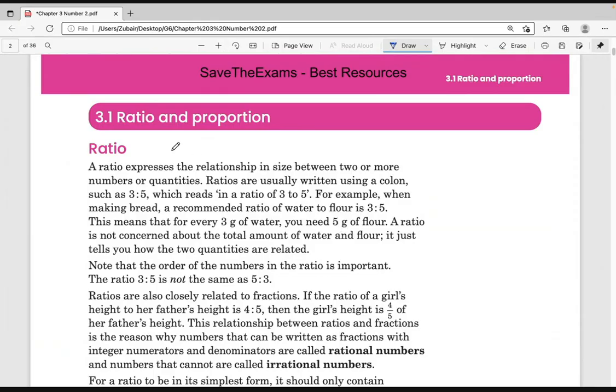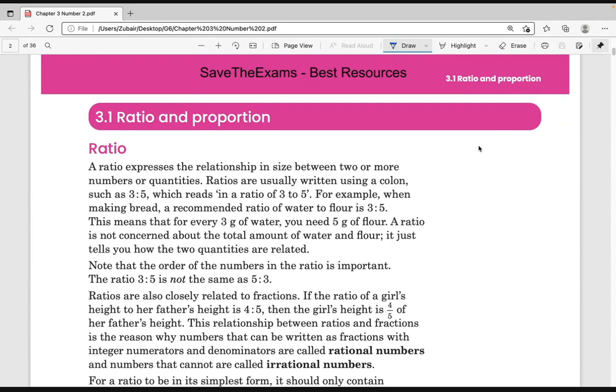First subtopic, ratio and proportion. Now, ratio is basically directly proportional. You can say ratio means share, ratio means the amount with respect to the other object or thing or quantity or anything under discussion.